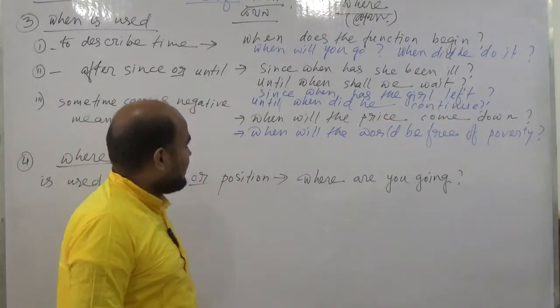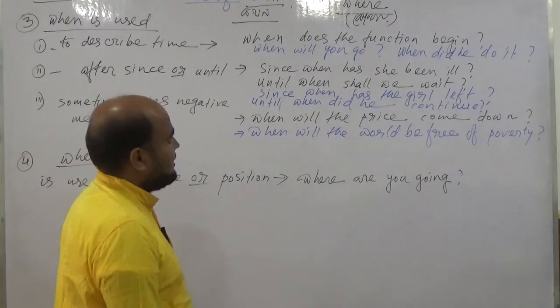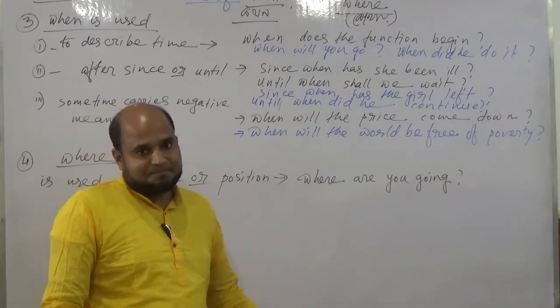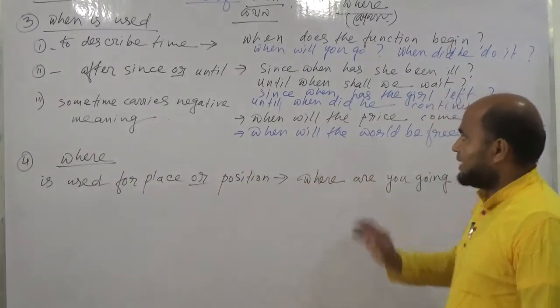So whenever we make questions, when will the world be free of poverty? We know that the world will never be free of poverty. So, to describe the negative sentence, we can make questions by using when.